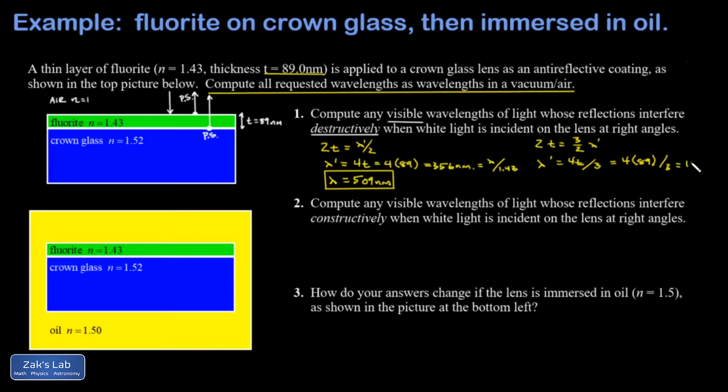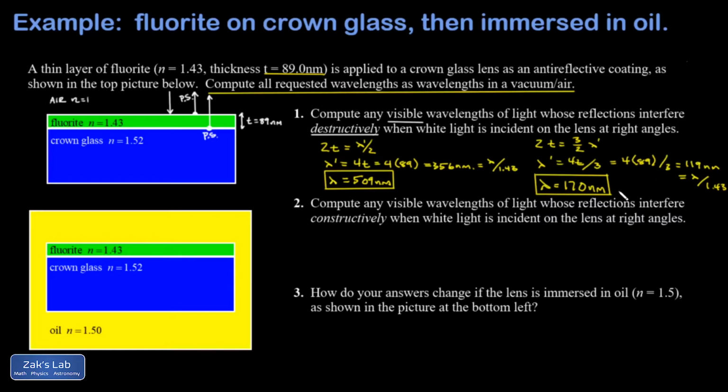And for lambda prime, I get 119 nanometers. Again, that's equal to the wavelength in a vacuum over the index of refraction. So taking 119 times 1.43, I get 170 nanometers for my next destructively interfering light.